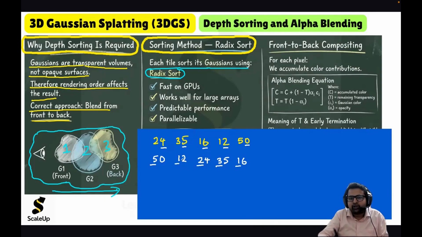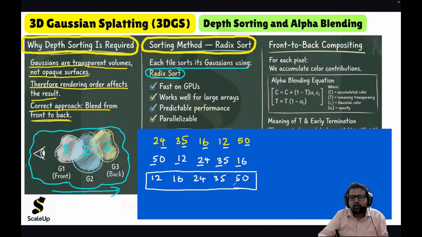So the order I will preserve: 12 and 16 both have one in the tens place. Since I preserve the order, 12 will come first, then 16, then 24, then 35, then 50. So now I sorted the numbers and it is very efficient. It's very fast. And if I convert it into binary, it will be even more efficient. That's an example of a Radix sort.